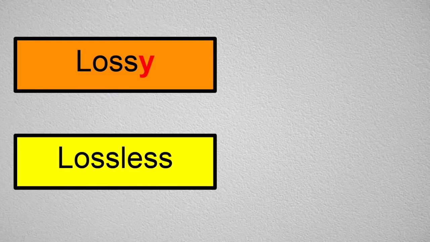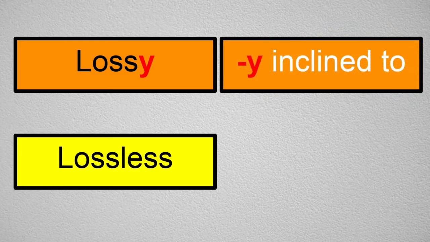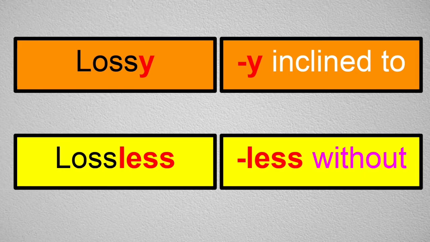Lossy, the E at the end actually means to be inclined to do something or to be characterized to do something, and that something is the word that's before. So in this case, the word loss would then mean to be inclined to lose something. Whereas on lossless, the suffix less means to do without. So in this case, this is without any data loss.